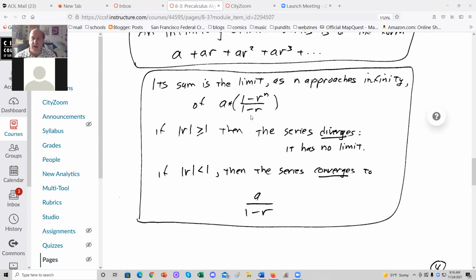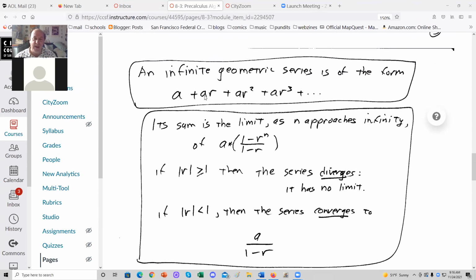Whereas if r equals exactly 1, then it's a plus a plus a plus a, which goes up to infinity times a. Or if it's negative 1, a minus a plus a minus a, which alternates between 0 and a. So that also fails to reach a limit. But if r has absolute value less than 1, then r to the n approaches 0. It vanishes, and we're left with a over 1 minus r, and the series converges to a over 1 minus r. That's the limit of an infinite geometric series, a over 1 minus r.